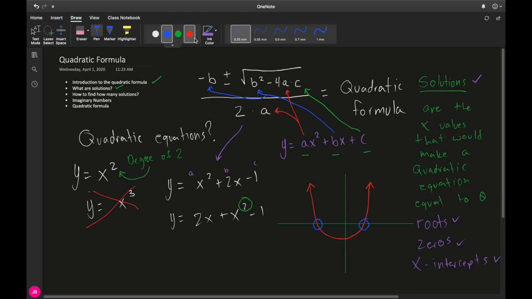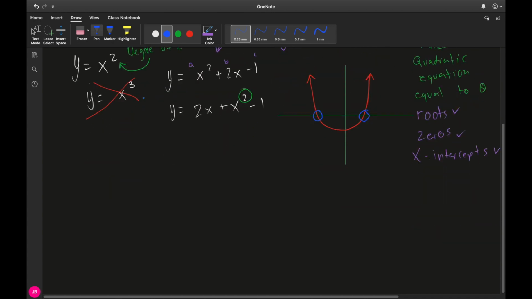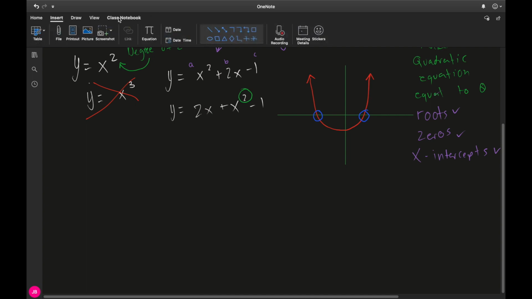Now, I want to tell you guys something, that by default, every quadratic equation is going to have two solutions. If I'm saying that by default every quadratic equation is going to have two solutions, then why do I have this third bullet right here, which is how to find how many solutions? Well, let's think about two different graphs. Actually, let's think about three different graphs.